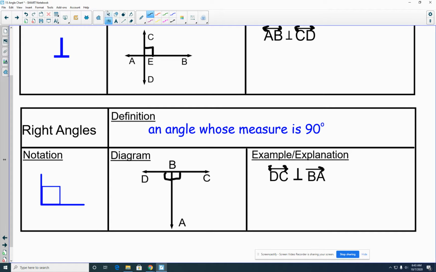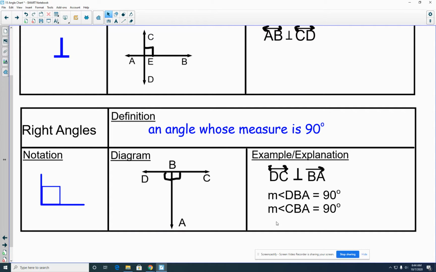Now, what is important about right angles? This is the right angle right here, and this is the right angle. Remember, we can name angles by using 3 letters. So D, B, A, and C, B, A are both 90 degrees because they're right angles.